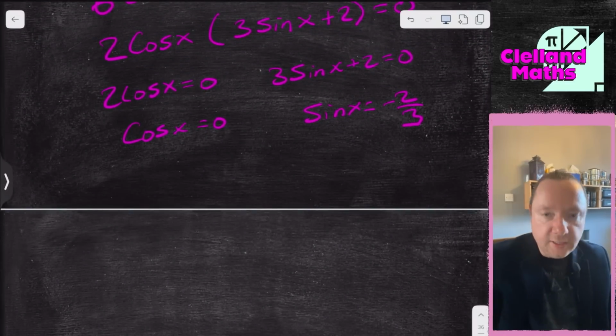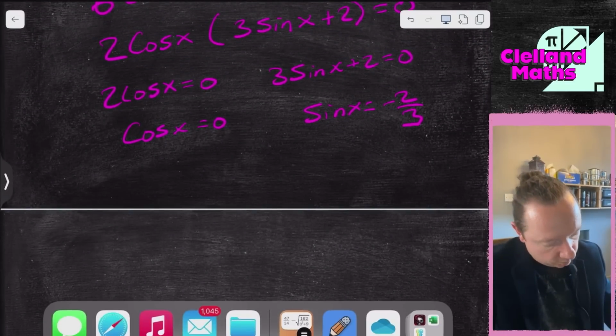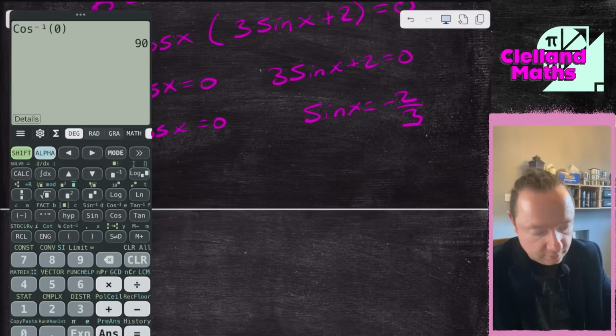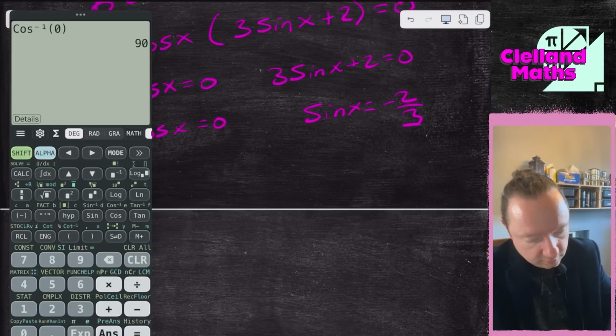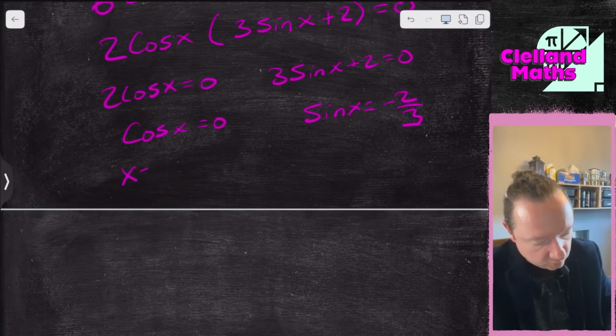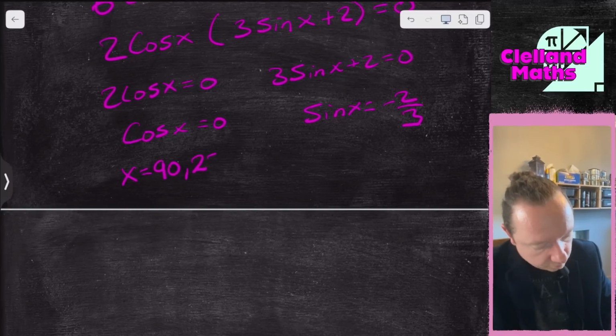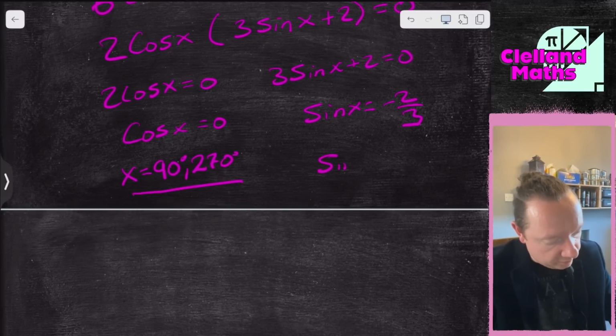So cos x equals 0. If you're not sure, by the way, you have got a calculator. Inverse cos of 0 is 90. So we get x equals 90 here, and then it happens again at 270. So there's our first two answers. And then for this one, I'll do the inverse sine of 2/3, never in the negative.